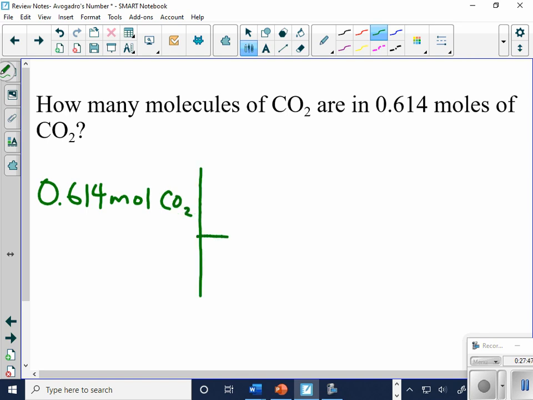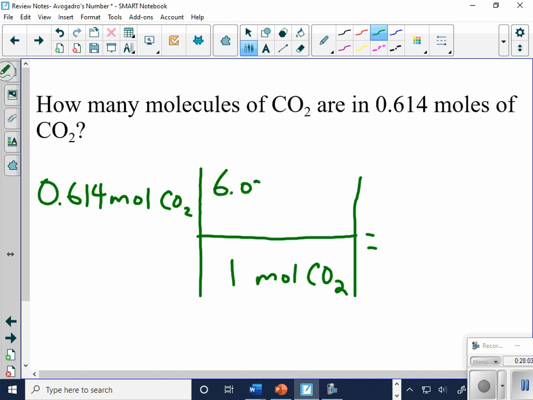I set up my conversion box. I know that I want mole of carbon dioxide to cancel. So 1 mole of carbon dioxide. On top, I'm going to put Avogadro's number of molecules, because that's what I'm converting to.